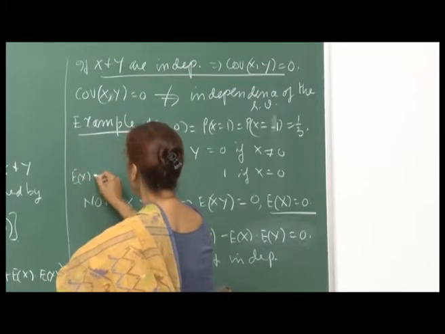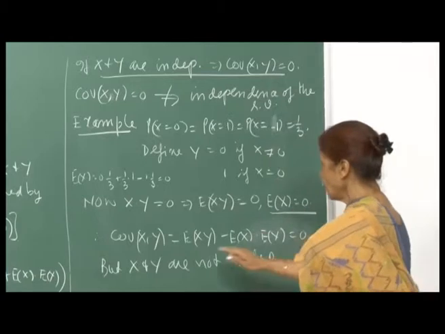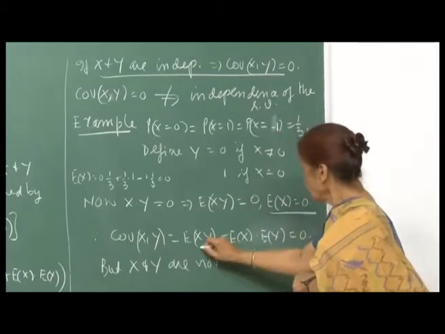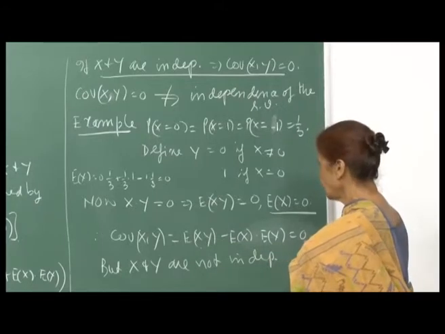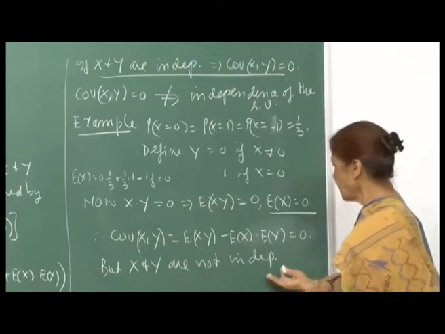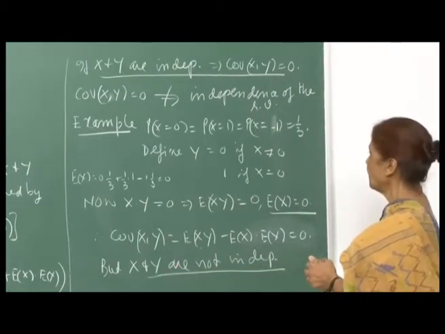So, expectation of x is 0. Therefore, from the covariance formula, this is 0, this is 0. So the whole thing is 0, and so the covariance is 0, but we know that x and y are not independent.